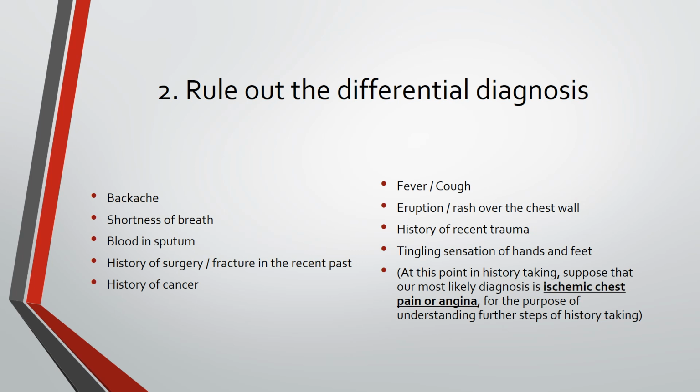Then we will ask about shortness of breath, or blood in sputum, or a history of surgery or fracture in the recent past, or a history of cancer. All these 4 questions are meant to rule out the possibility of pulmonary embolism. Then we will ask about fever or cough associated with chest pain, and if it is present, it will point towards pneumonia. And then we will ask about eruption or any rash over the chest wall, which will point towards herpes zoster infection.